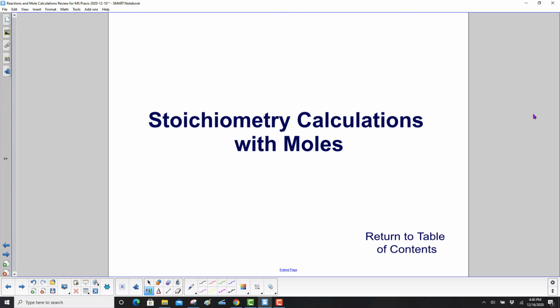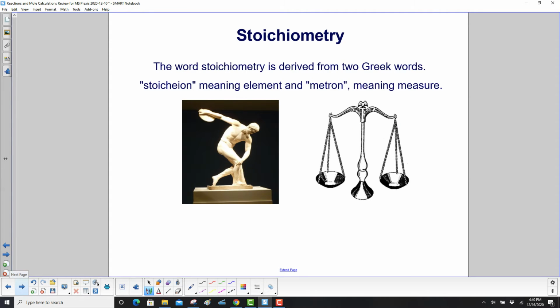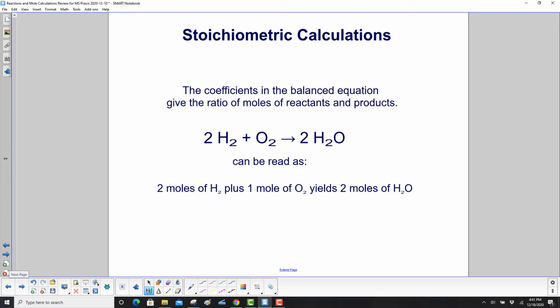Stoichiometry calculations with moles. The word stoichiometry is derived from two Greek words, stoichion, meaning element, and metron, meaning measure. The coefficients in a balanced equation give the ratio of moles of reactants to moles of products. So we read this as 2 moles of hydrogen plus 1 mole of oxygen yields 2 moles of H2O.